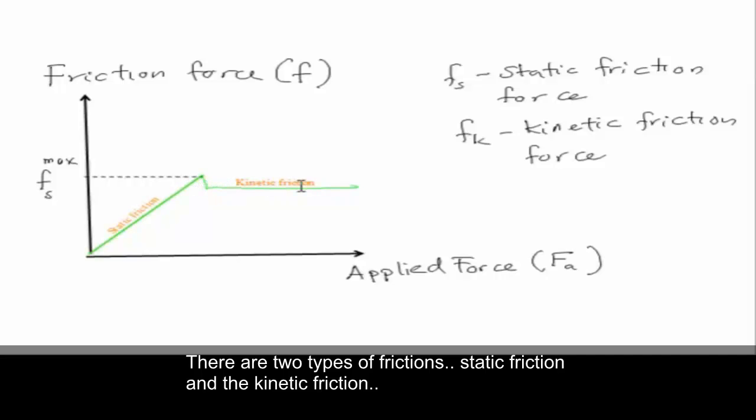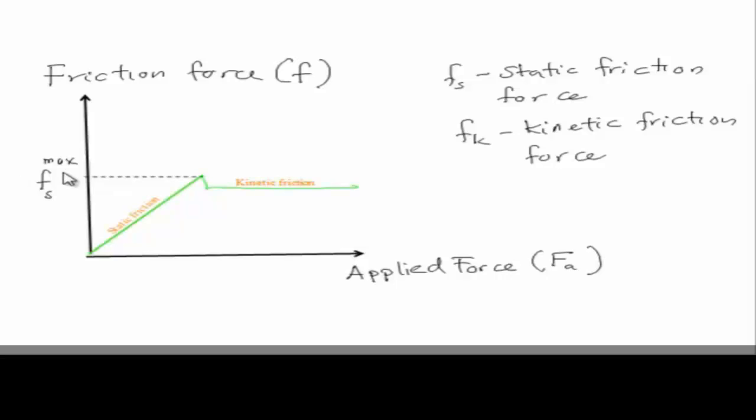At that point, we can see kinetic friction is acting against the motion. This value is the maximum value of the static friction. We label it as Fs max. You can also see there is a small drop in the friction force when the object starts moving.